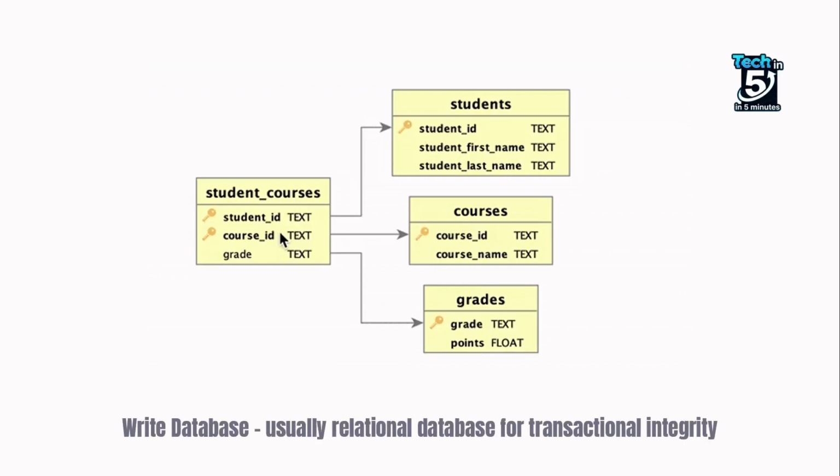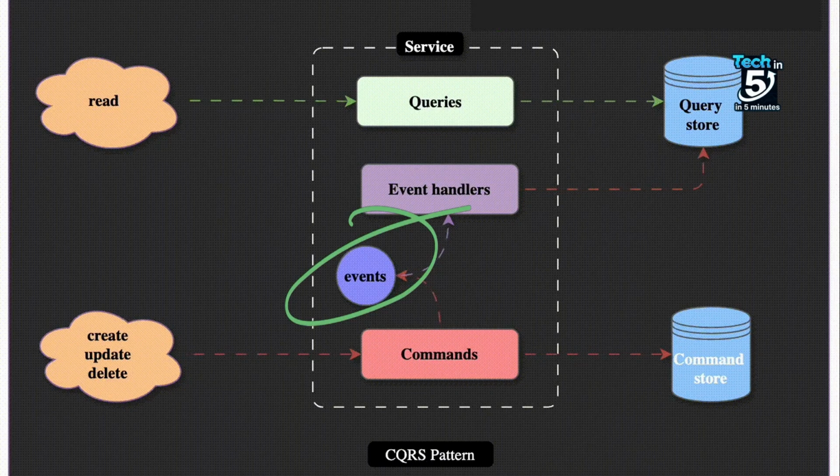The write database is usually a relational database, like PostgreSQL or SQL Server. This is the best fit for transactional integrity and the complex joins needed for validation during a write. Once the state is changed, the command side publishes an event, like order placed event. This is the signal to the entire system. Subscribers, like the read model builder, listen for this event and update their specialized data stores accordingly.